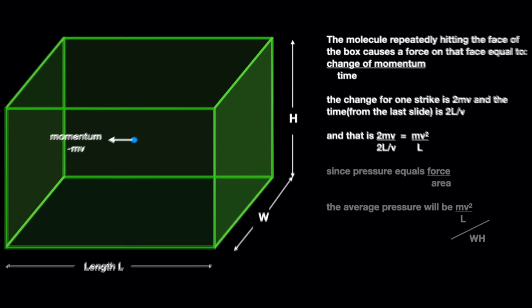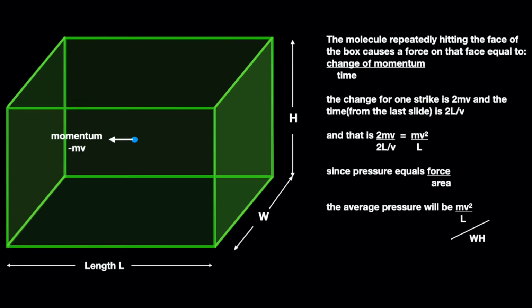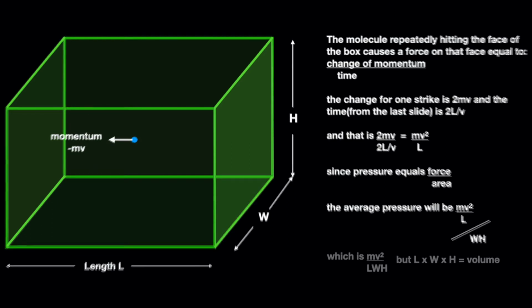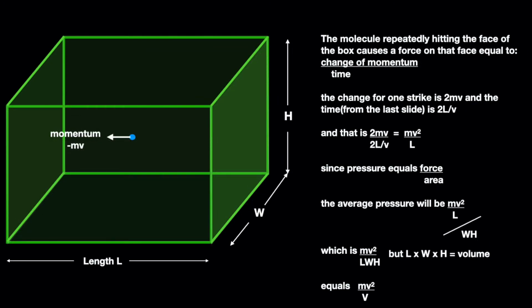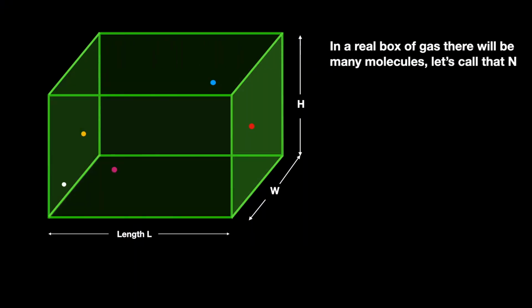Now one step further. We'll imaginatively call the width of the box W and the height H, and so the area of that face is WH. And so the average pressure on that face will be mv squared divided by L, all divided by WH, the area. And that will give us mv squared divided by LWH. But LWH is the volume of the box. So we can simplify this expression down to mv squared divided by big V, and big V is the volume of the box.